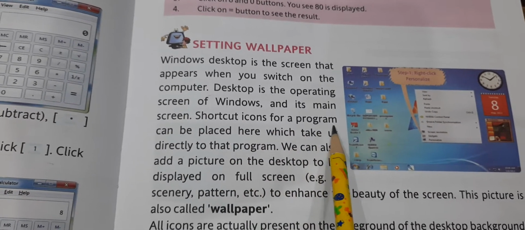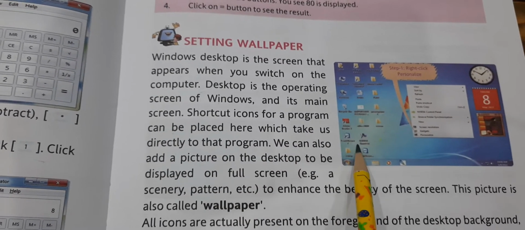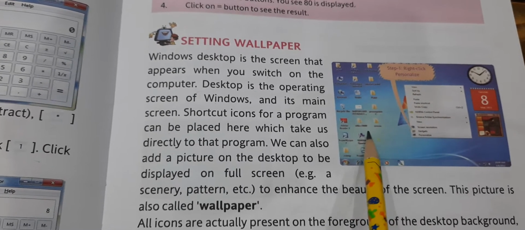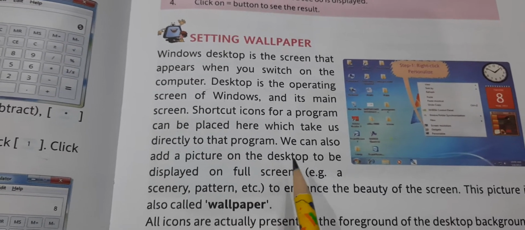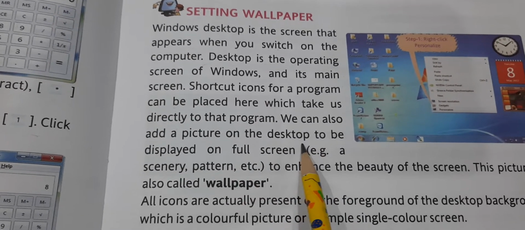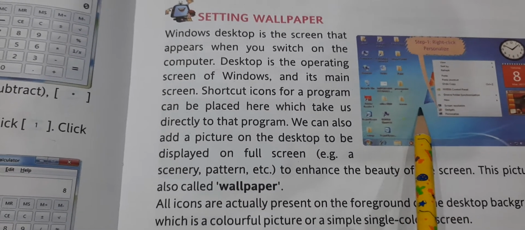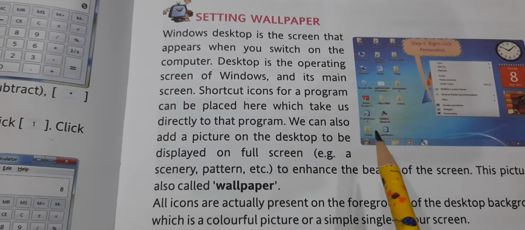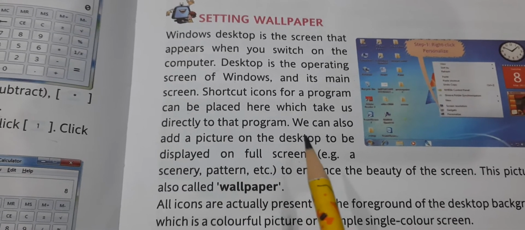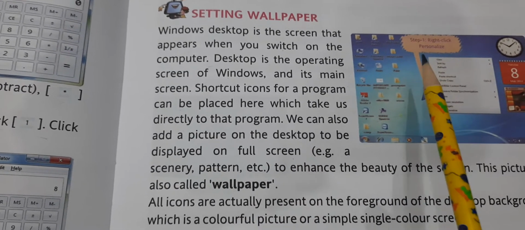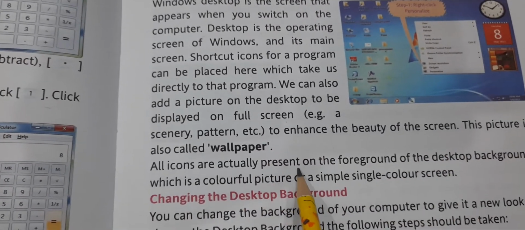Shortcut icons for a program can be placed here, which take us directly to that program. These are like the shortcut icons for a few programs, and we can add more icons here which will directly take us to the application. We can also add a picture on the desktop to be displayed on full screen. Means instead of this picture and the options provided to us in the desktop wallpaper, other than that also we can choose our own picture to add here to enhance the beauty of the screen. This picture is also called wallpaper.